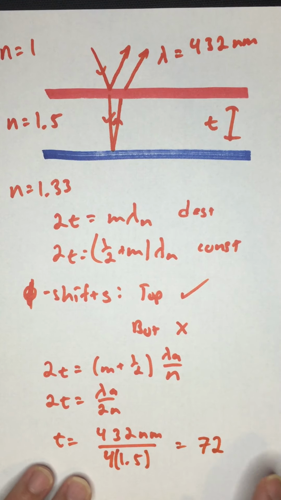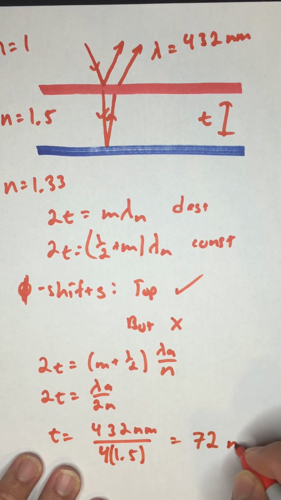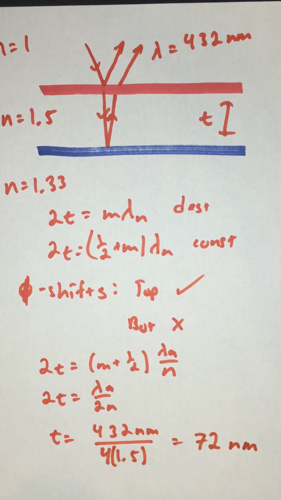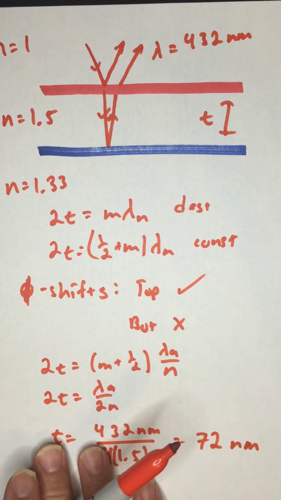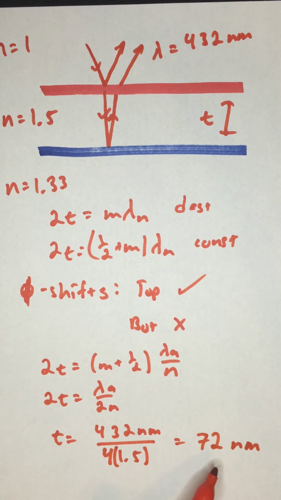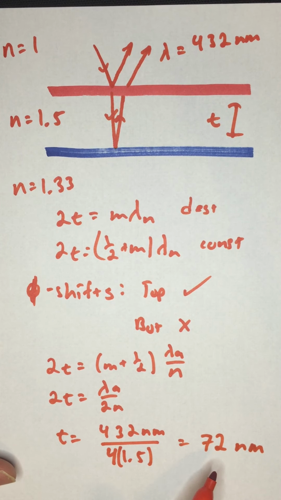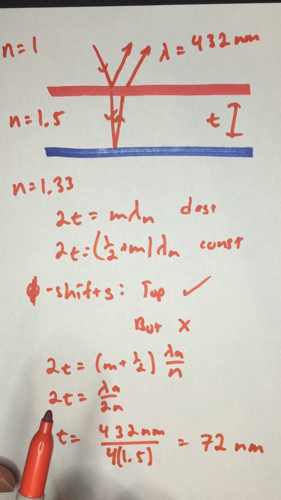What are my units? Well, I left the 432 in nanometers, so I get 72 nanometers. It's usually pretty standard to leave this in nanometers. You deal with nanometers a lot when you have visible light. So I'm totally okay with thicknesses being given in nanometers. Okay, that seemed pretty straightforward, I think.